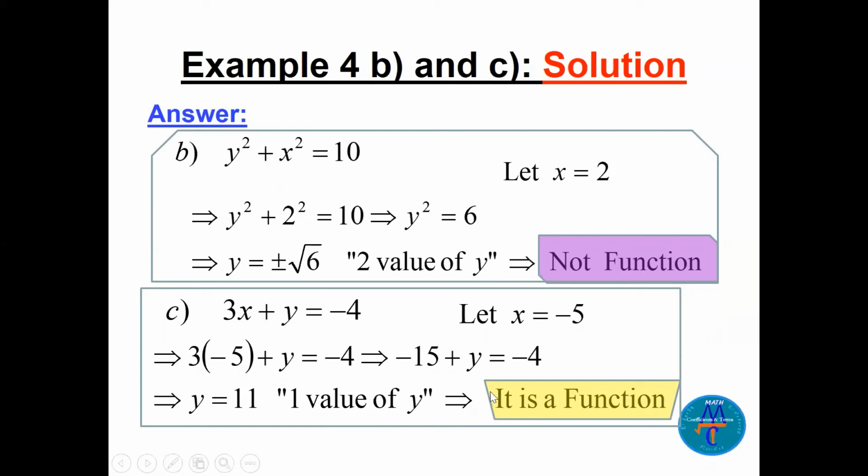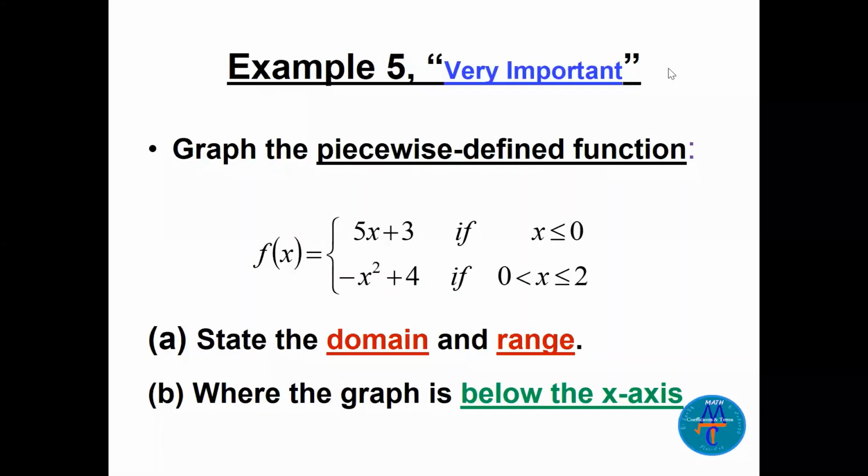It is a function. Let's look now at example 5, which is a very important question because we need to graph a piecewise defined function. There are 2 pieces here. F of x is equal to 5x plus 3 if x is less than or equal to 0, and minus x squared plus 4 if x is between 0 and 2. We need to find the domain, the range, and where the graph is below the x-axis.